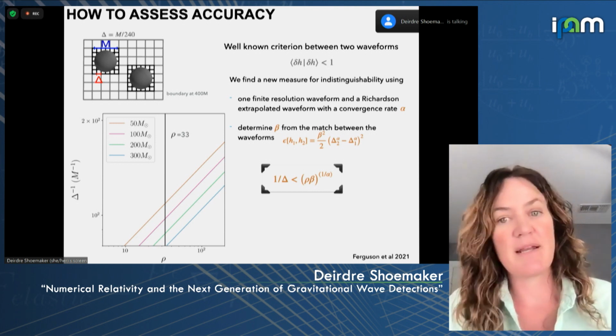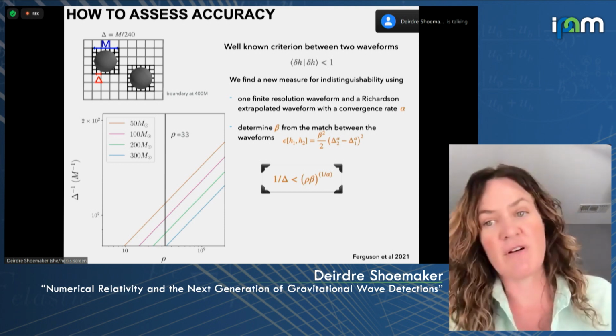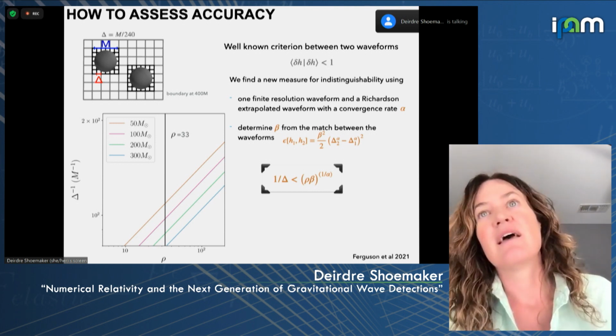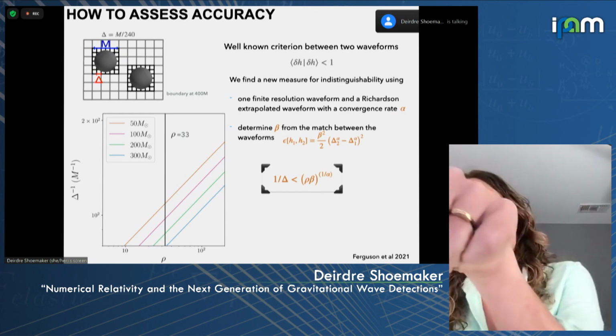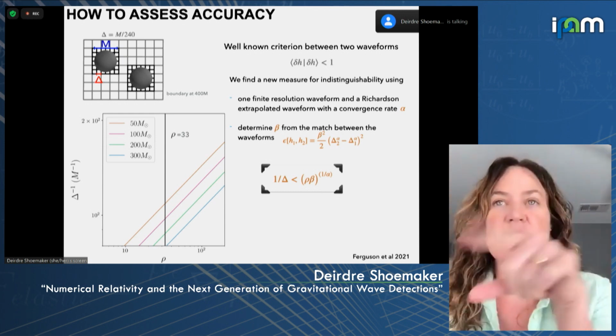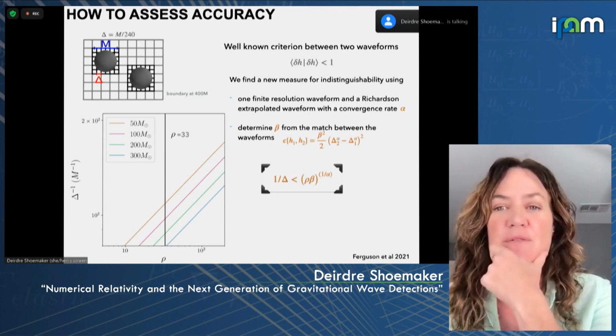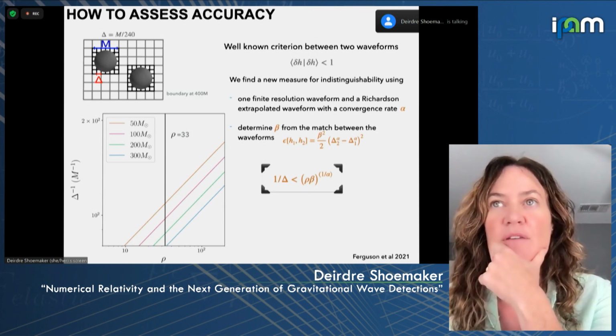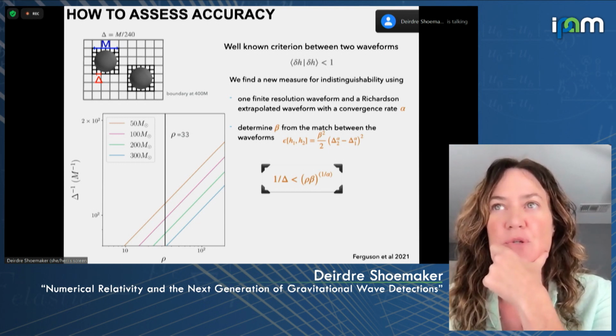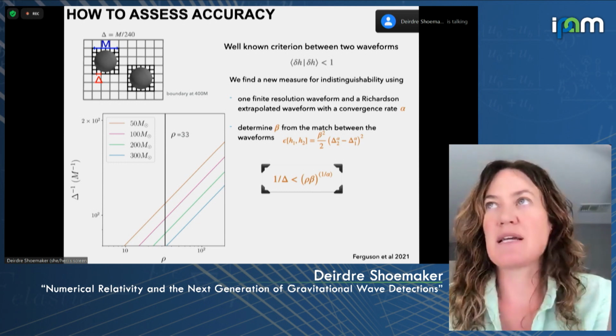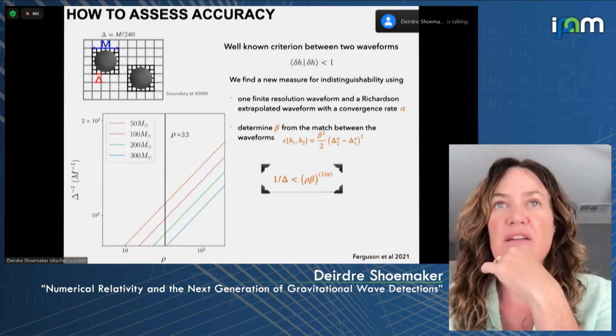So we determine beta. We find that waveform, knowing our convergence rate alpha, and then I'm telling you what beta is because you need it for the final equation that's in this little box. So beta is related to the derivatives of that waveform. And so we get an error, a match between 2 different resolutions, and then we can predict the error we would get if we did it to the Richardson extrapolation waveform.